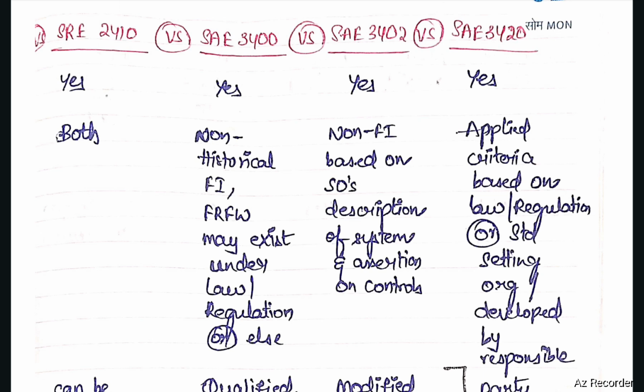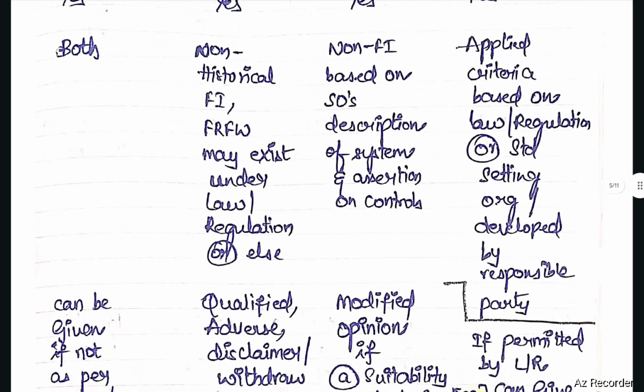In case of SAE 3400, it should be non-historical information. Financial reporting framework may exist under law or regulation or else. As per SAE 3402, non-financial information based on service organization's description of system and assertion on control. As per SAE 3420, the applied criteria is based on law or regulation or standard setting organization are developed by responsible party.